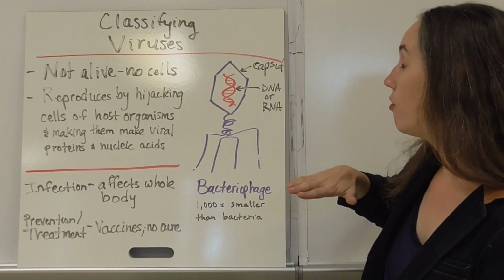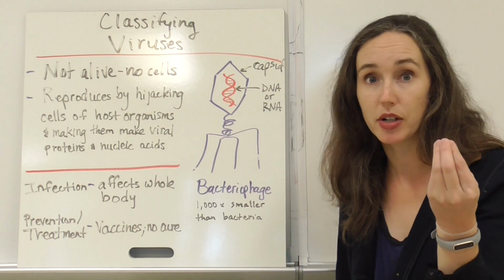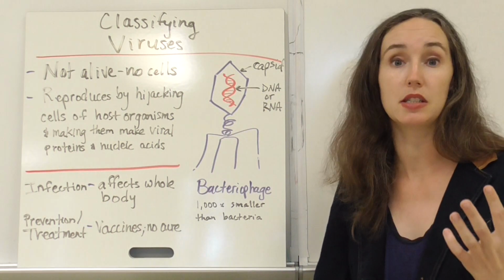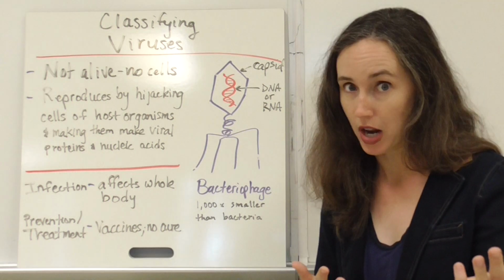Viruses are very, very small. They're 1,000 times smaller than a bacteria, and bacteria are about 50 times smaller than, say, an animal cell, the kinds of cells that you and I are made of.